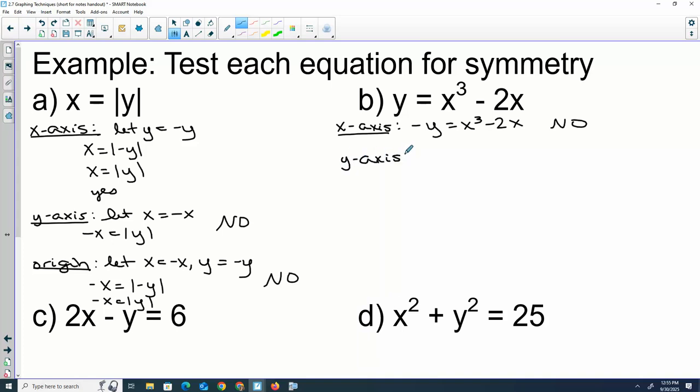How do we check the y-axis? How do we check symmetry to the y-axis? Change x to negative x. Okay, a negative cubed is still negative. Negative 2 times negative x is positive 2x. Is that what we started with? No. So that one is not symmetric to the y-axis.